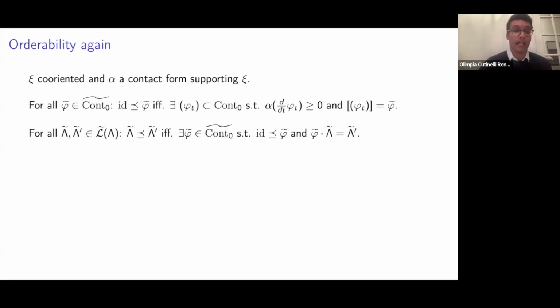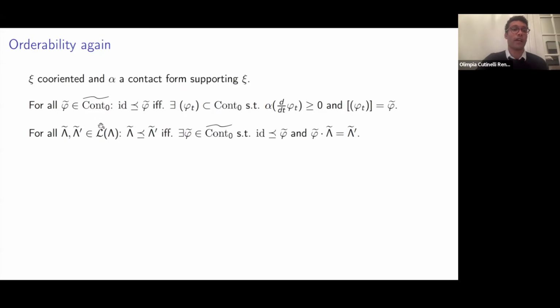Then I will say that an element, a contactomorphism (here I say contactomorphism just for simplicity), here it's an element in the universal cover. I take a contactomorphism, and I say that it is greater than the identity if and only if there exists a contact isotopy that represents it, such that the speed of this isotopy is non-negative. Okay, so this is the definition of this binary relation on the group Con tilde.